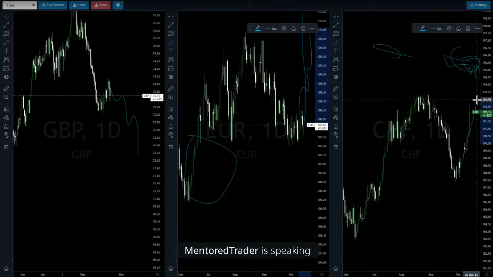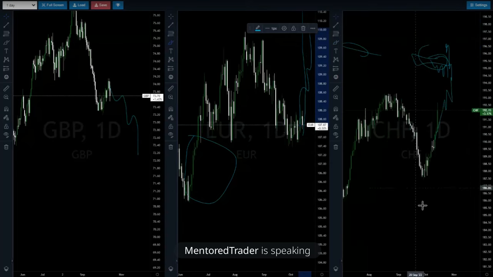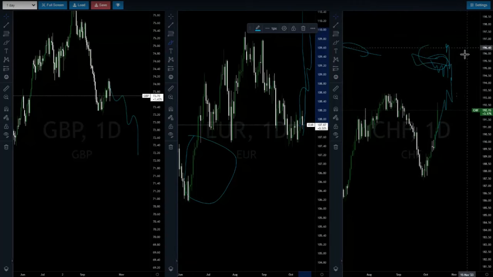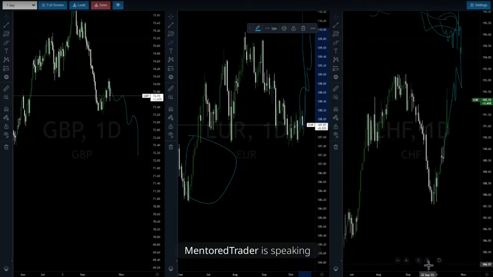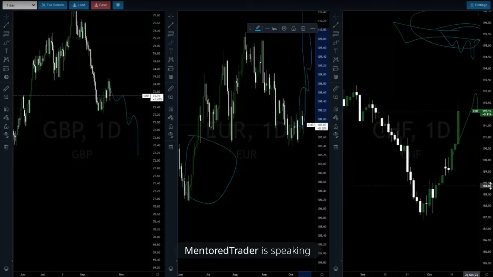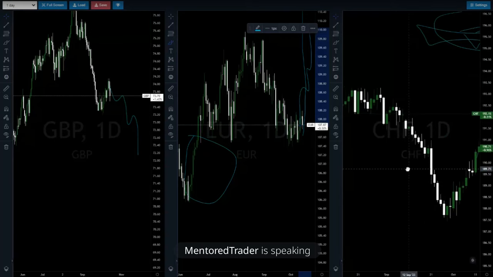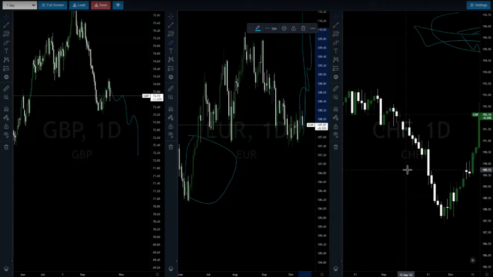Because the Swiss franc is running, it is in a hurry. Okay, it's rushing. It wants to go higher, higher. Why? This is the same thing I talked about last time. Look on your left hand side. What do we have? We have volume and liquidity on the left hand side.